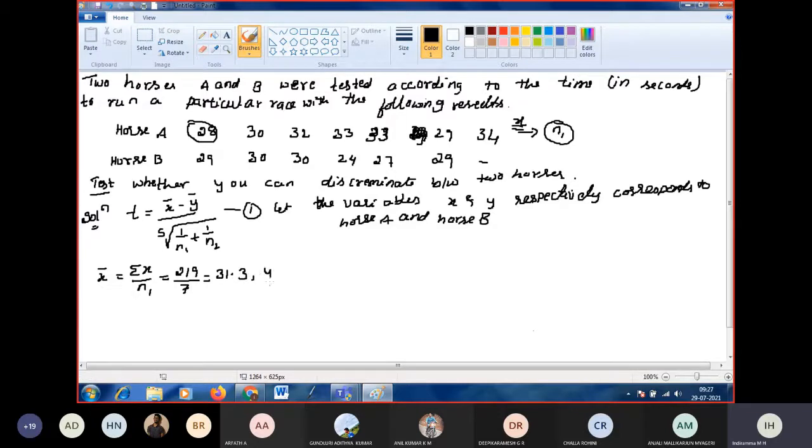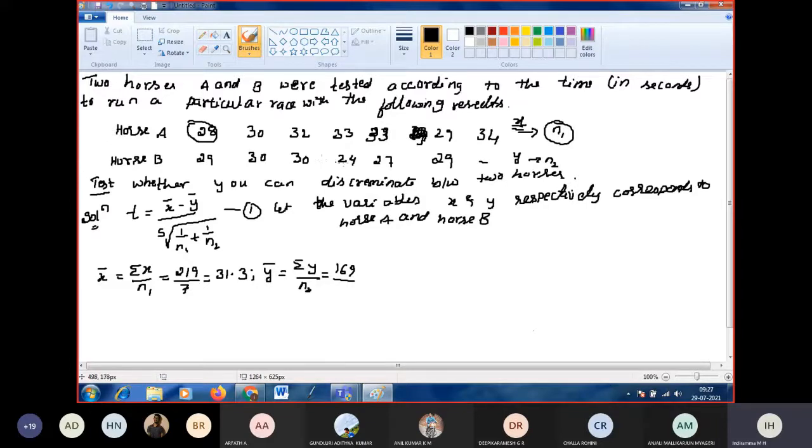Similarly we have to find y bar. The formula is y bar equals summation of y divided by n2. So add the y variables. We are taking the variable y for horse B and n2 is the number of terms in horse B. Go on adding 29 plus 30 plus 30 plus 24 plus 27 plus 29. What did you get? 169. Divide by n2, the number of terms in horse B.